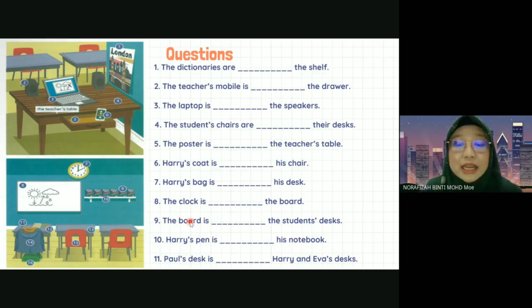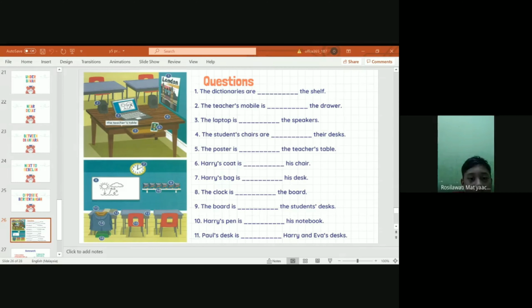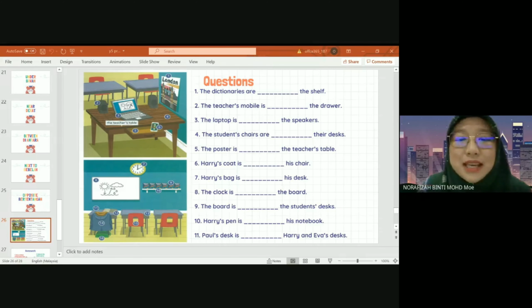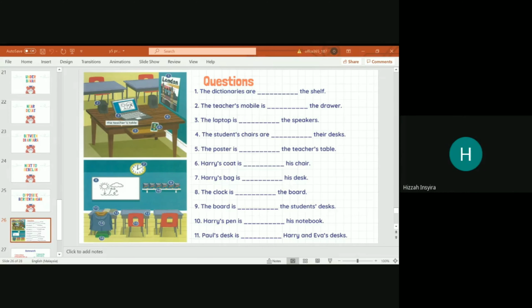Okay, number 9. The board is, okay, board, the board is the student's desk. Okay, awak tengok ni. Ni desk, ni board. So, what do we call it? Macam ni. Berdepan macam ni. So, what do we call berdepan macam ni? Yes, thank you. Opposite. Sebab kalau in front, boleh depan.